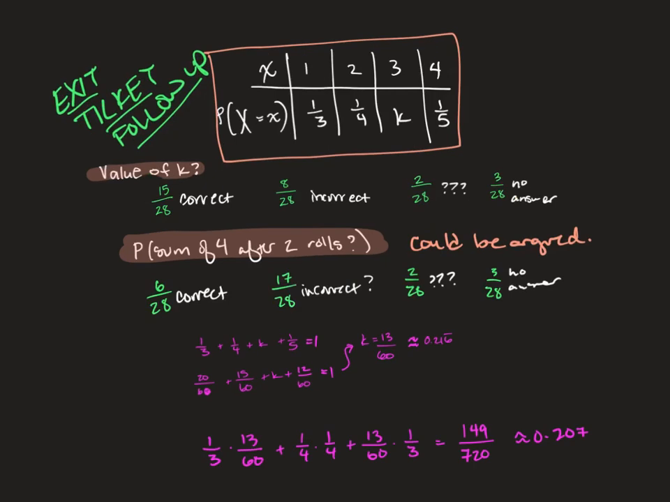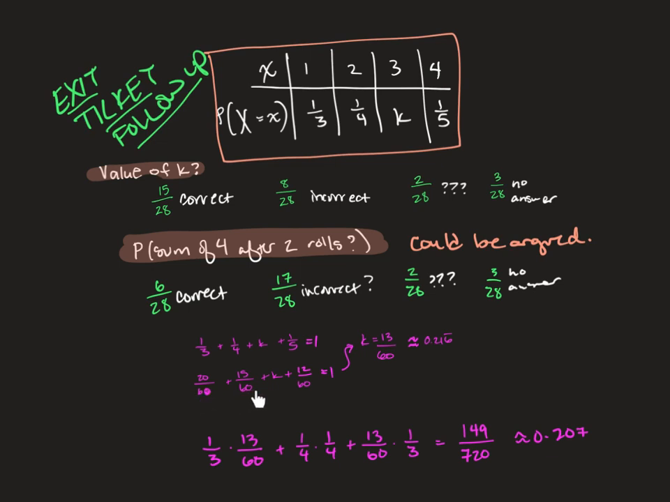Okay, exit ticket follow-up. If you recall, you were given this graph, or table, chart, words, and you were asked to find the value of k. The way to find k is simply that these four numbers have to add up to 1. So I worked that out down here. I said a third and a fourth and k and a fifth is equal to 1.